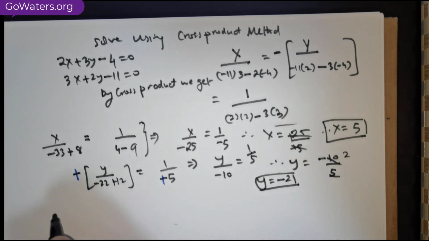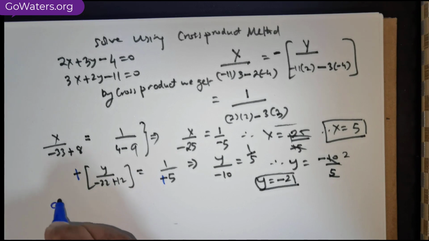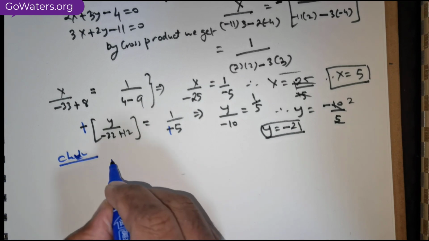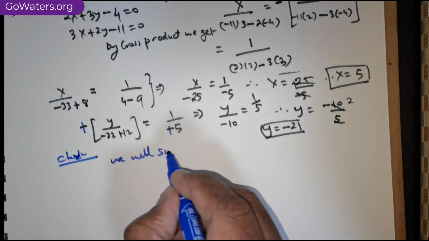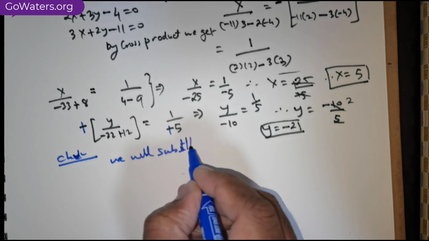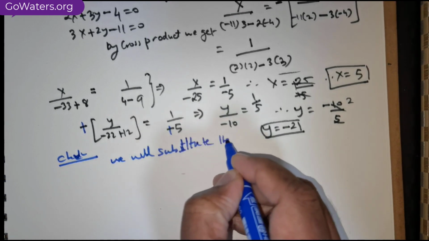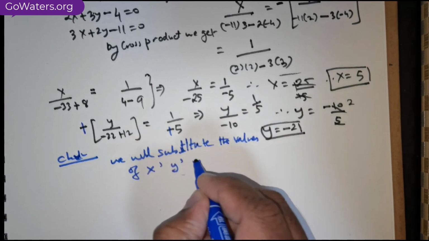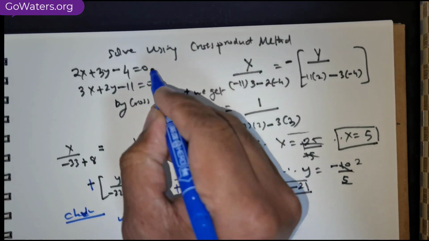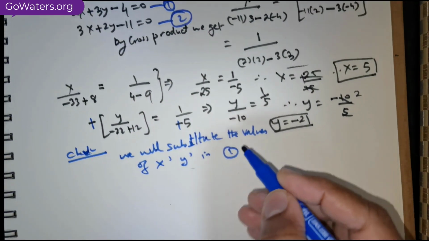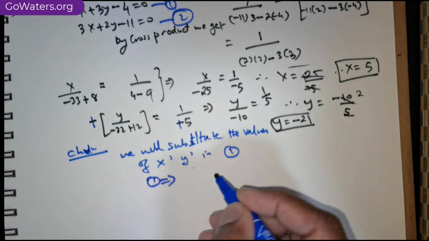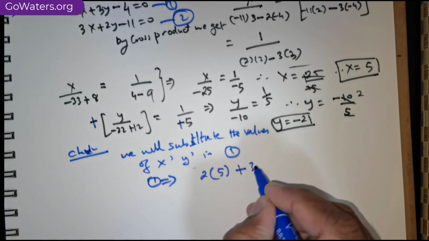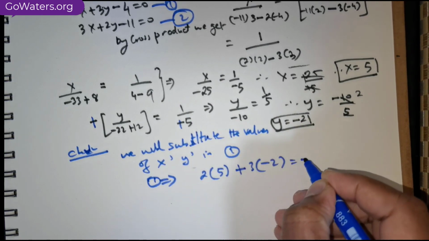So now what we need to do is we need to carry out the check. I'm going to apply the check here. Check. So we will substitute the values of x and y in equation 1. So I can take this as 1 and take this as 2. So what happens if I were to do that from 1? I've got 2 times x value is 5, substitute this, positive 3 times y value is negative 2. I should get the right hand side.